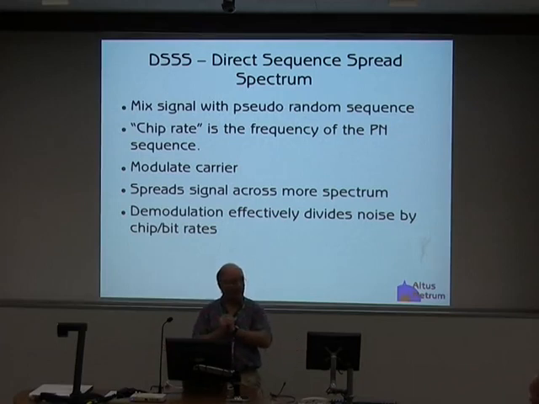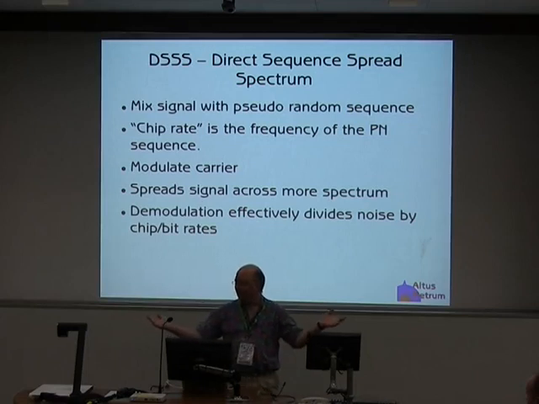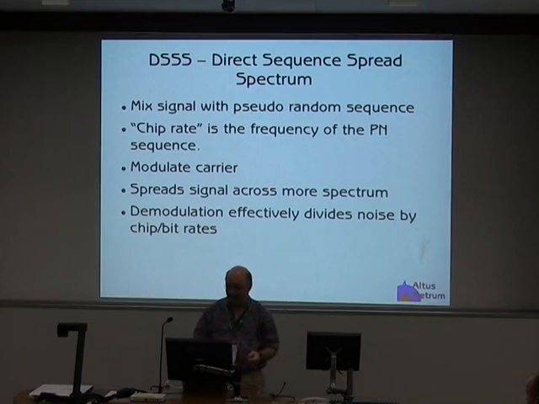And what does that do to the bandwidth of your signal? It makes it really wide. And is that typically good if you have a really wide frequency? No, your receiver has to have a really wide bandwidth. All the noise gets added in. But what happens is when you demodulate that, you basically collapse all of that bandwidth back down into your original signal, and you take all the noise.